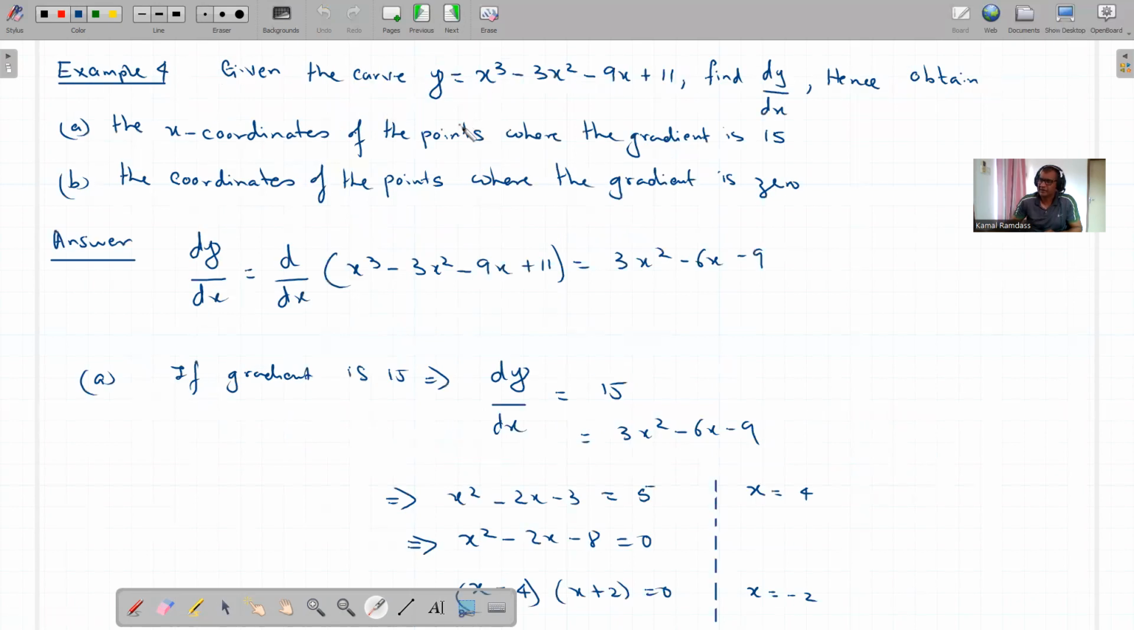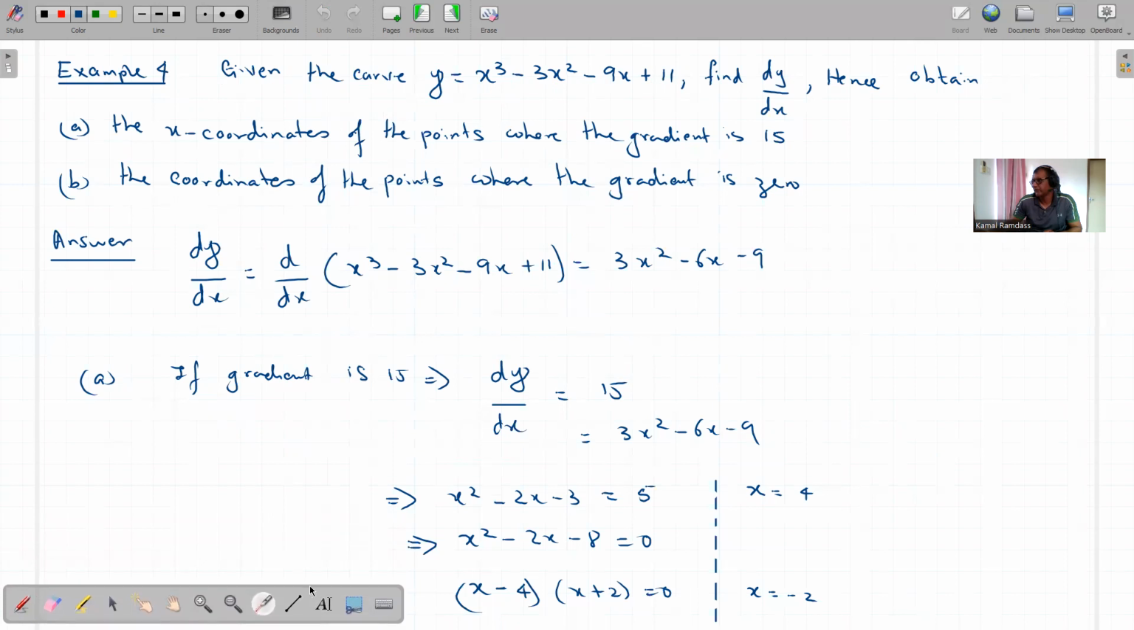Exemple 4. Given the curve y is equal to x cubed minus 3x squared minus 9x plus 11, find dy by dx. Hence, obtain the x coordinates of the point where the gradient is 15. And deuxièmement, the coordinates of the point where the gradient is 0.